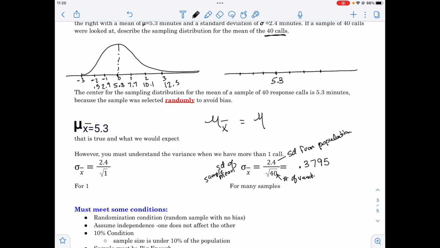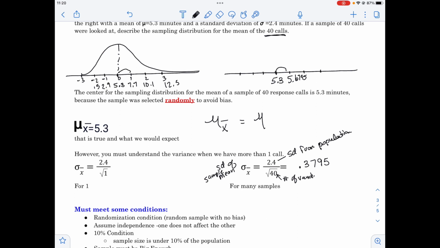And then what we have for our variability now looks very different on our graph. So I'm doing it on the same line here, we're going to look and see what we would have. So we would have 5.3 plus the 0.3795. So this would be, let's see here, calculator, 0.3795. This would be 5.6795.